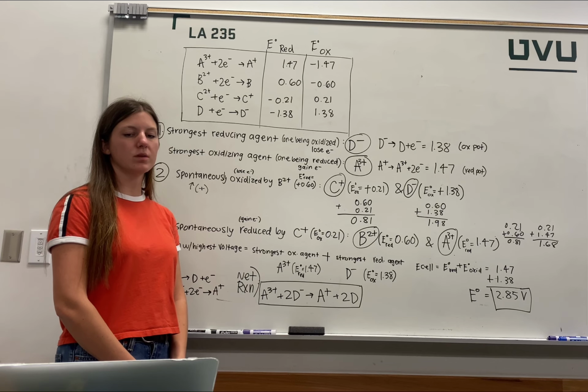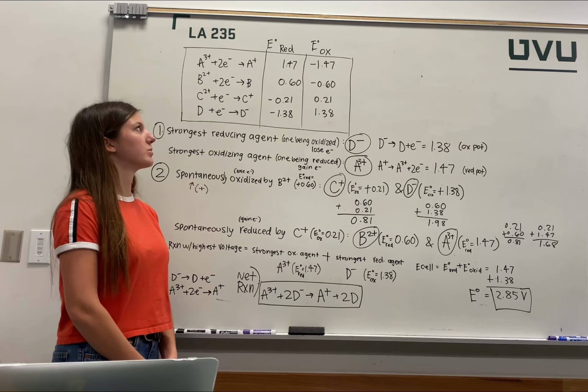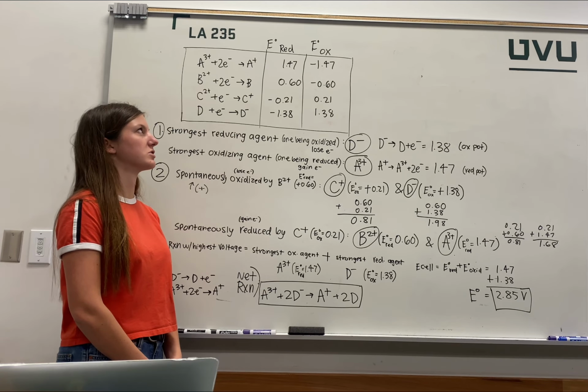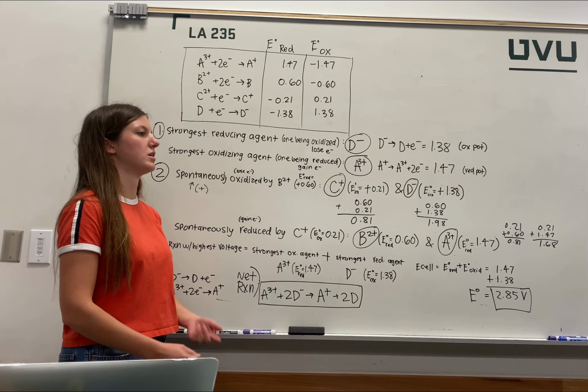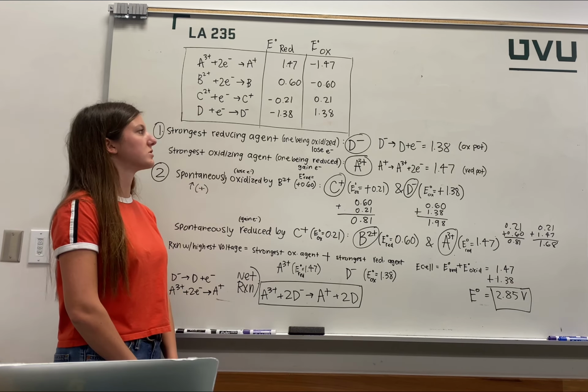For video 1, we're given a table of half reactions and their reduction potentials. The first thing that I did was also create their oxidation potentials from the reduction potentials, which is just the inverse, which is just the negative of the reduction potentials.